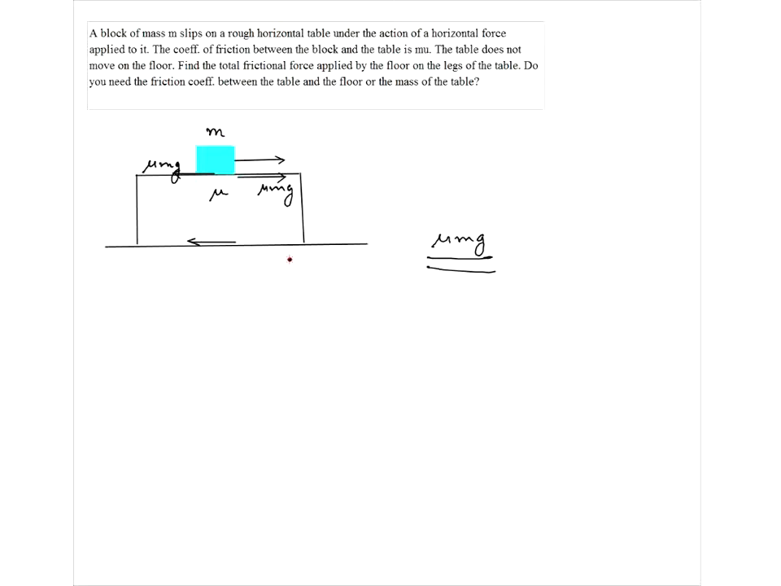It's a static frictional force that is taking place between the table and the floor. So never write mu N for static friction unless you are sure that it is the case of maximum static friction.